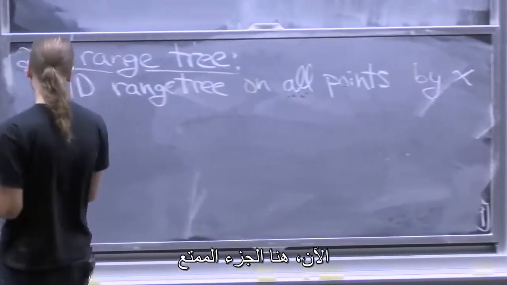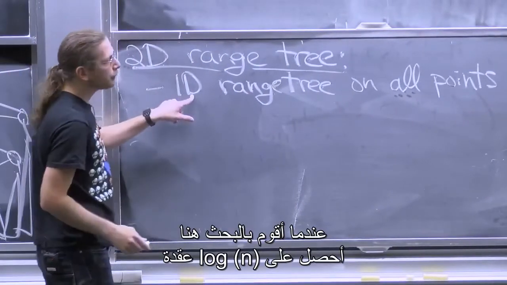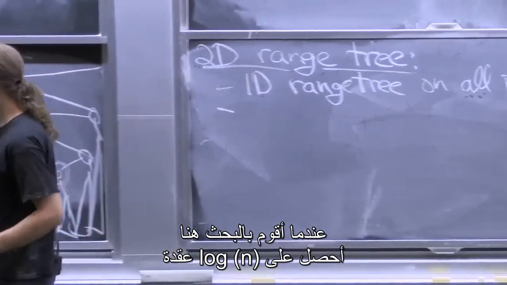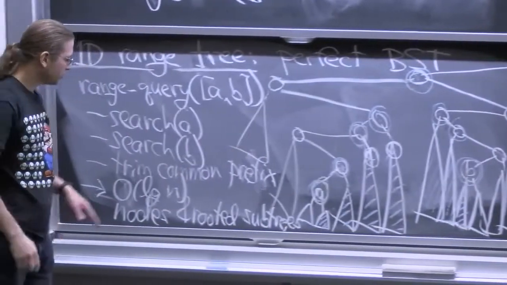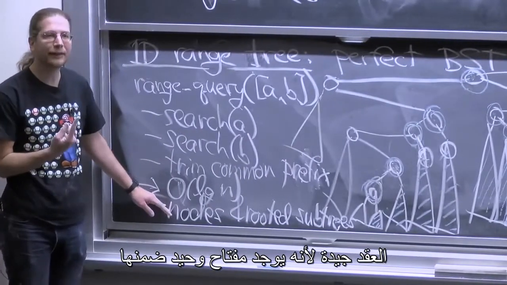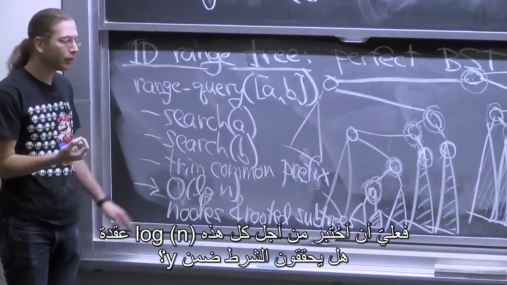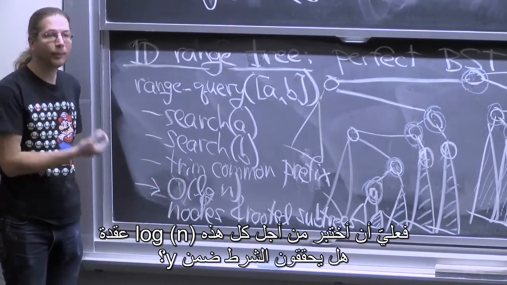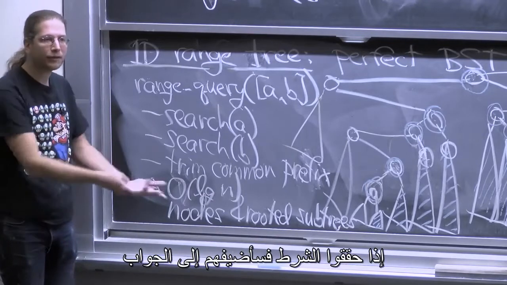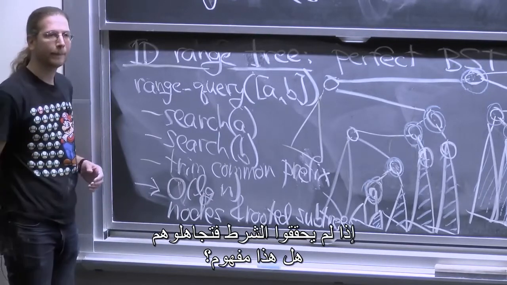Now, here's the fun part. When I do a search here, I get log n nodes. Nodes are good because they have a single key in them. So I'll just check for each of those log n nodes, do they also match in y? If they do, add it to the answer. If they don't, forget about it.